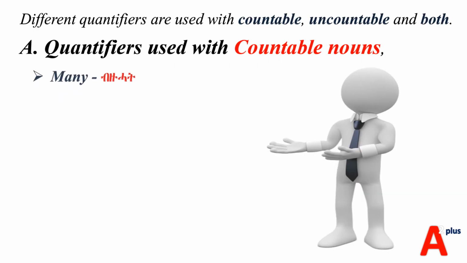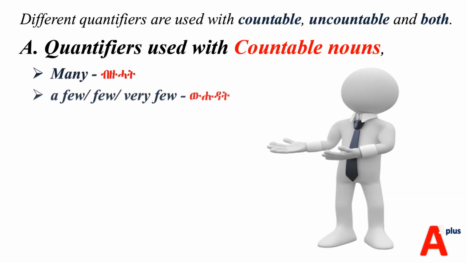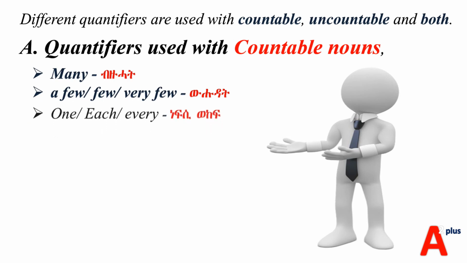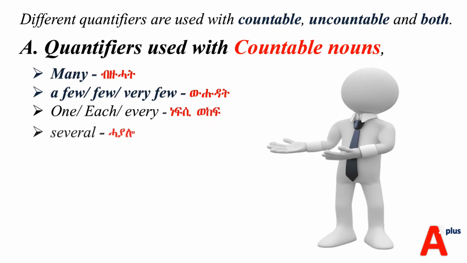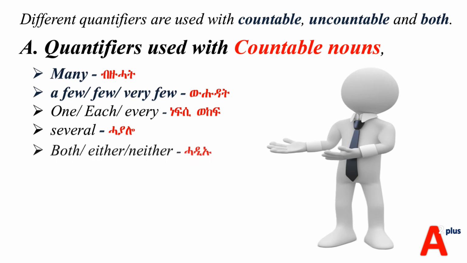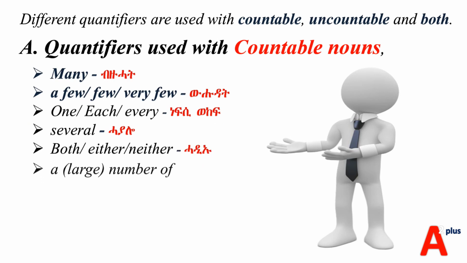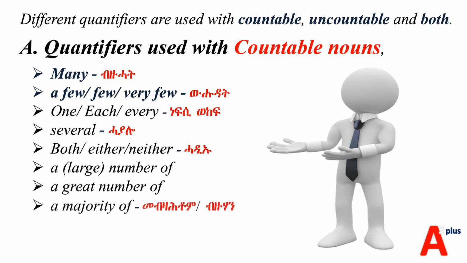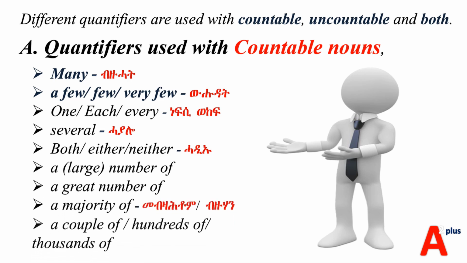So, there are different quantifiers that are used with countable nouns, with uncountable nouns, or both. Last time we have seen what are countable nouns and what are uncountable nouns. There are different quantifiers which are used with these types of nouns. The first one is quantifiers used with countable nouns.